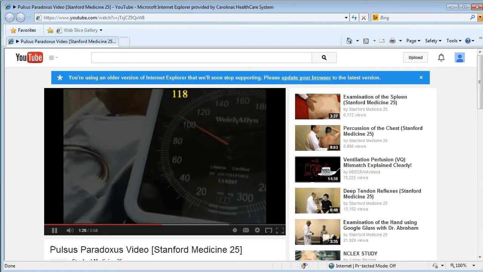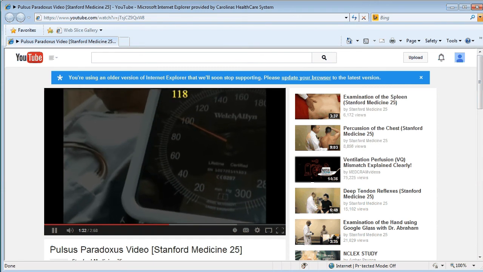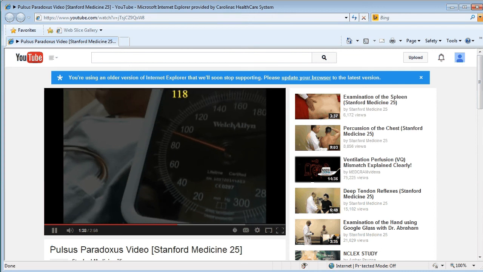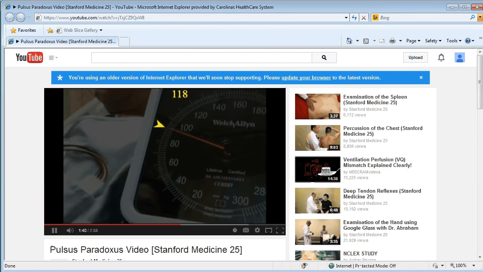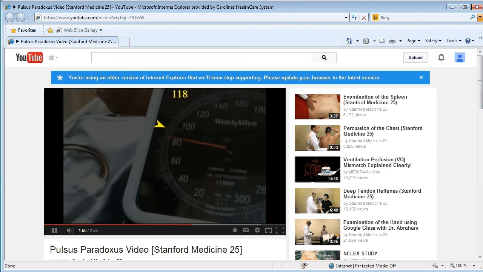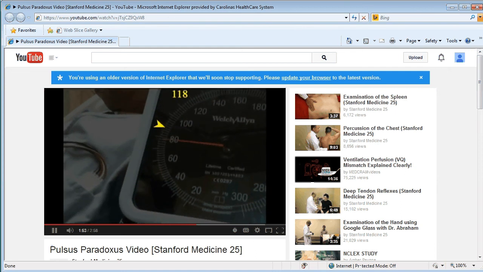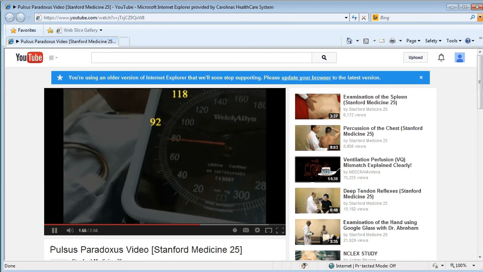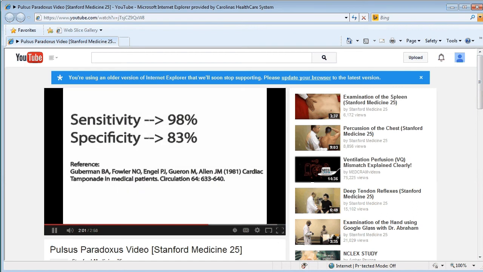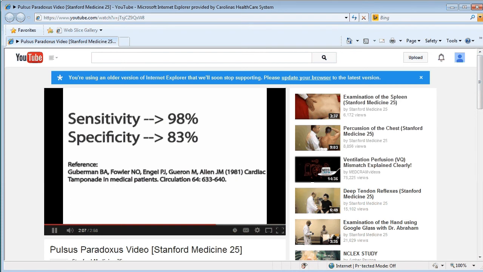Next, slowly listen for when the first Korotkoff sound no longer disappears with inspiration. This clip was recorded from a patient at Stanford University with a pericardial effusion. Pulsus paradoxus can be a valuable clinical tool and has been shown to have a sensitivity of 98% and a specificity of 83% in predicting cardiovascular compromise.